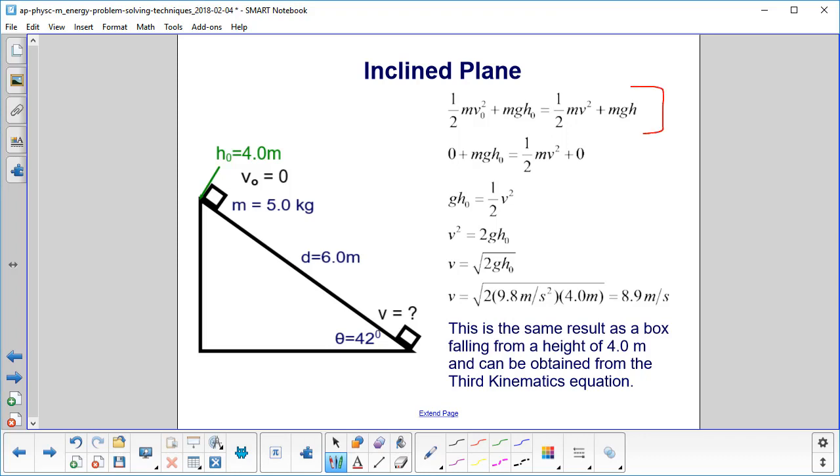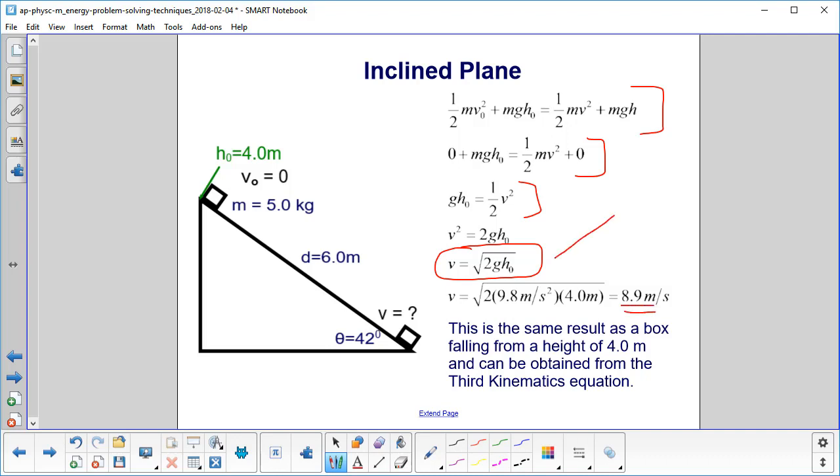Here's our equation again. We get rid of the quantities that are 0, do a little algebra, and we find that the velocity at the bottom is the square root of 2g times our height, h0. Put the numbers in and we come up with a velocity of 8.9 meters per second.